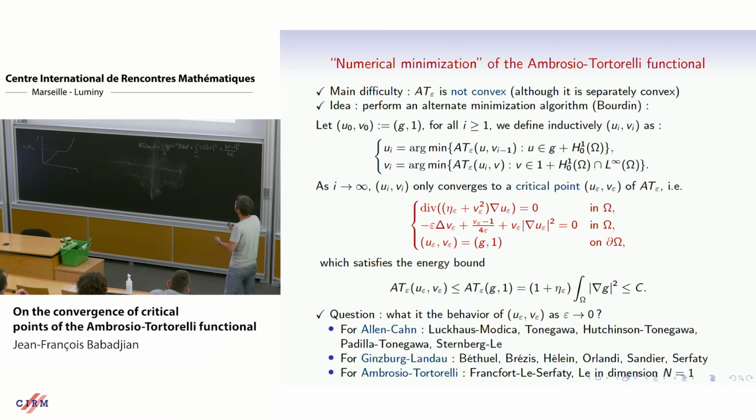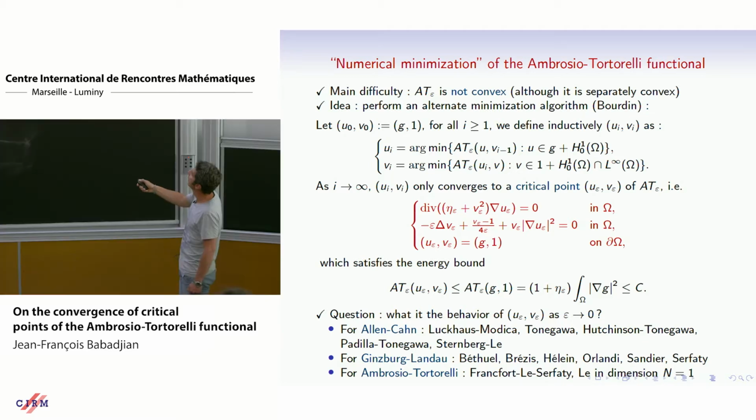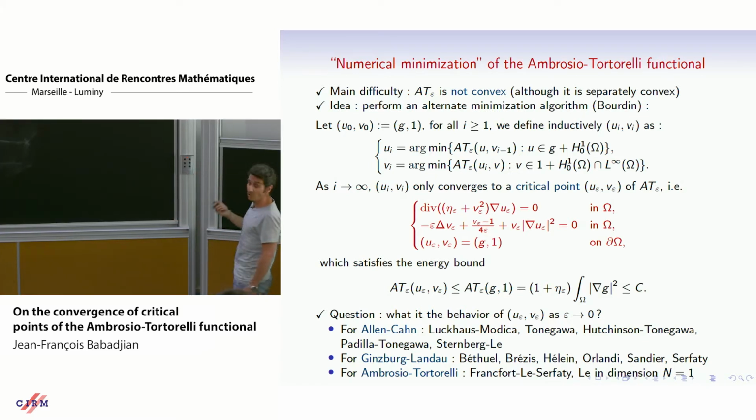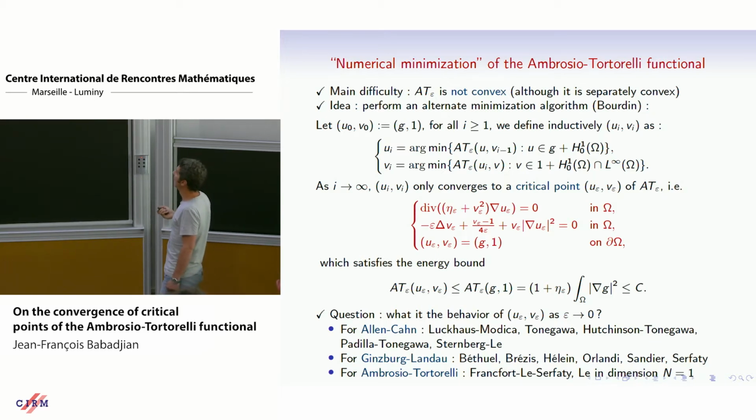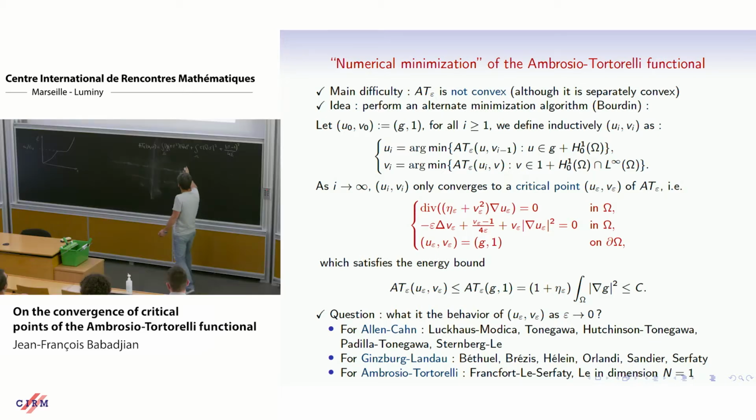So you iterate, and then by some kind of fixed point argument, you show that your sequence UI, VI will converge to a so-called critical point of the Ambrosio-Tortorelli functional, which will be a solution of this system of elliptic PDEs. Okay, so it's not in general a global minimizer because the energy is not convex with respect to the pair U and V, but it will be a critical point. So a point U epsilon, V epsilon, which makes the Gateaux differential of this functional equal to 0.